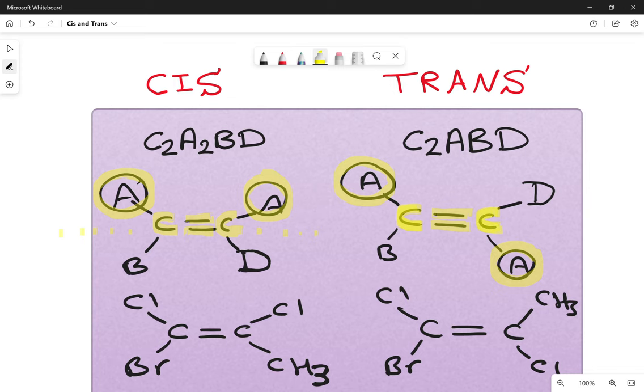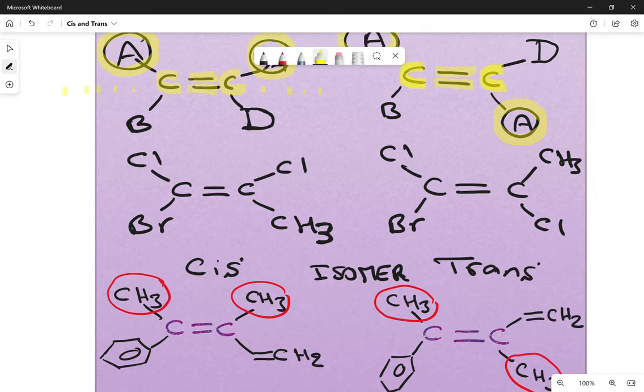Let's have an example. First of all, we look for the C double bond C. It is there, perfect. And then we have one Cl on one carbon of the double bond, and another Cl on another carbon of the double bond. So this one is a cis.